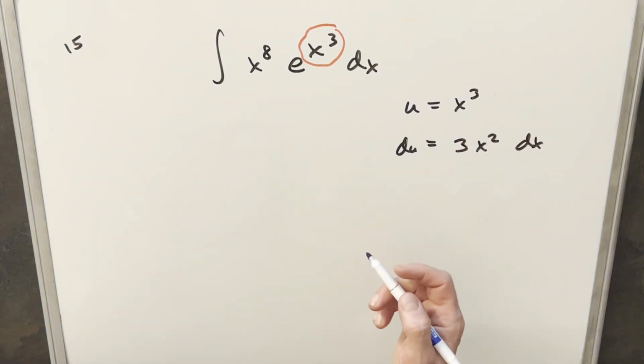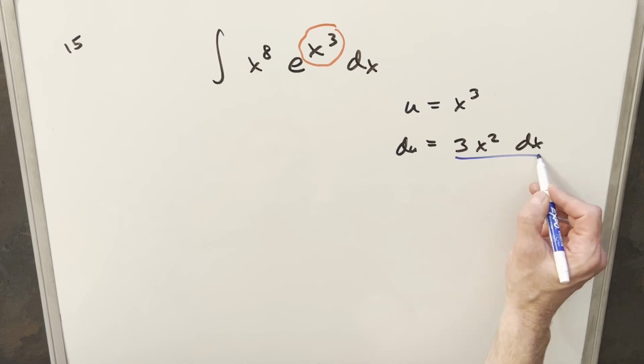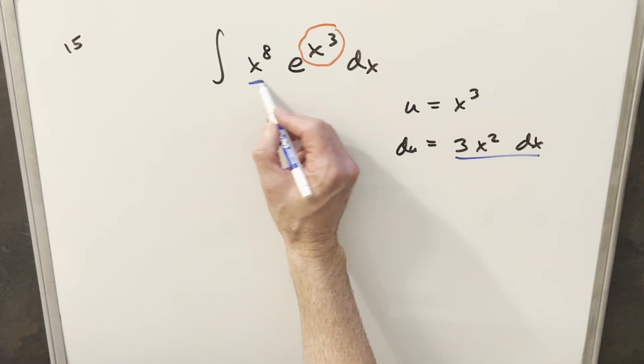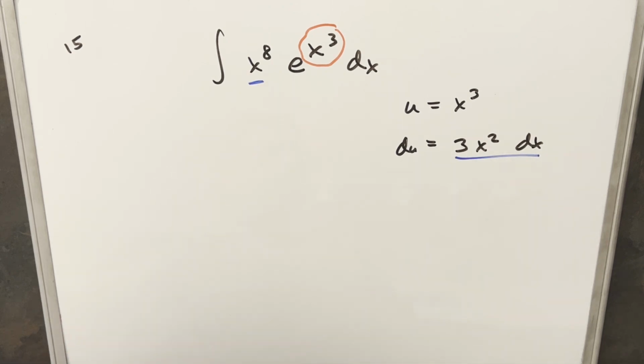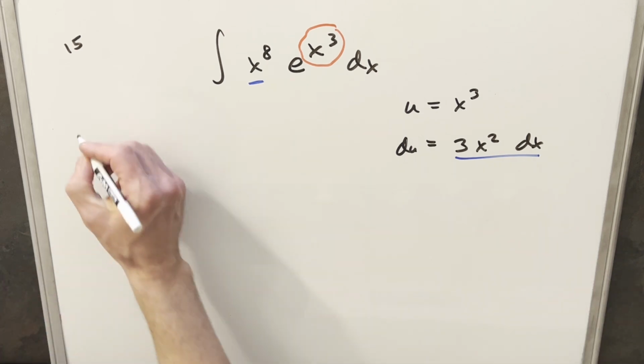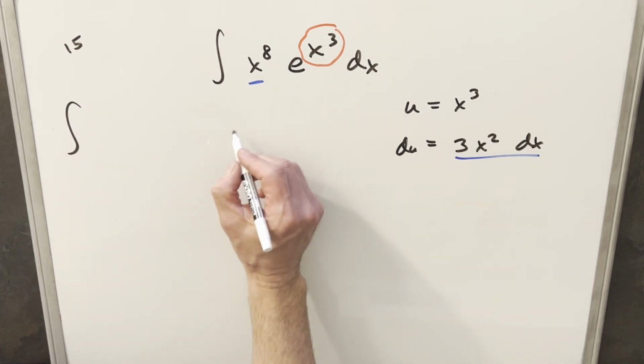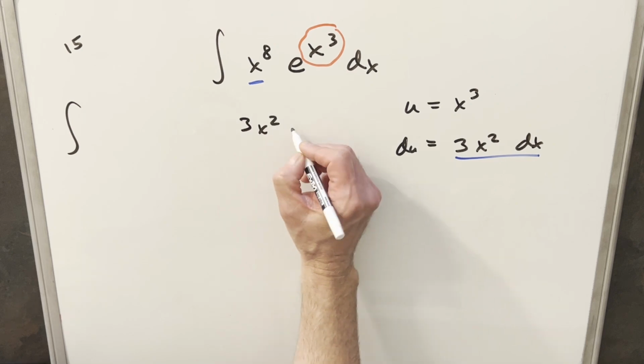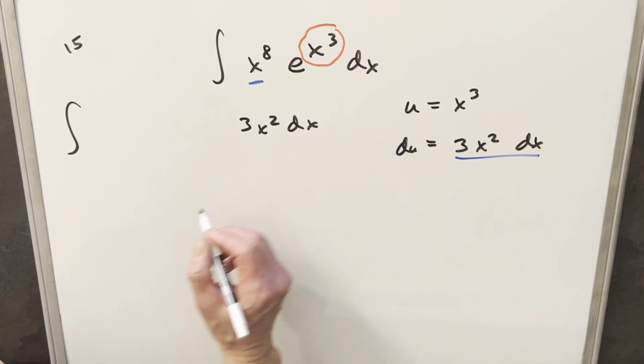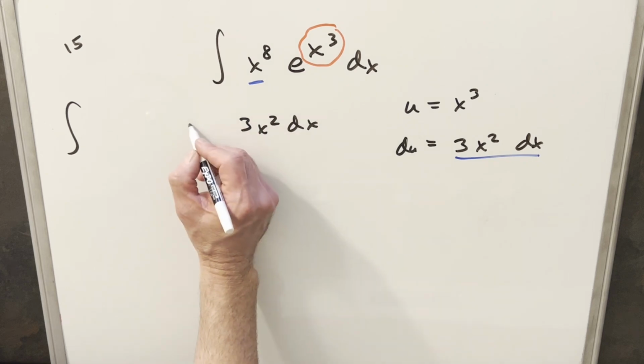And then from here, it looks a little complicated still because if this is our du value, well, we have an x to the 8th here. It doesn't really match this. Well, what I can actually do is let's rewrite the integral. And first what I'll do is kind of create this at the end. So I'll just force this 3x squared dx over here. We'll just copy this part down.